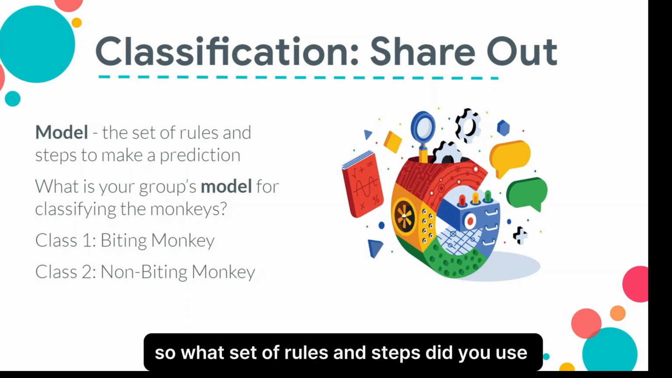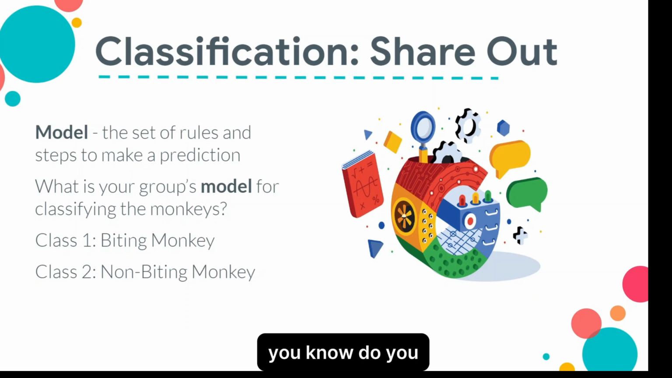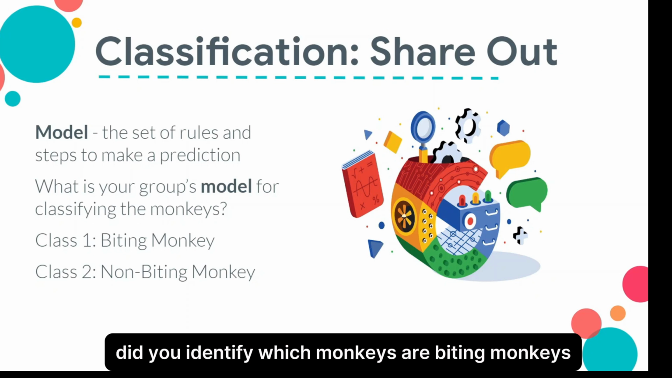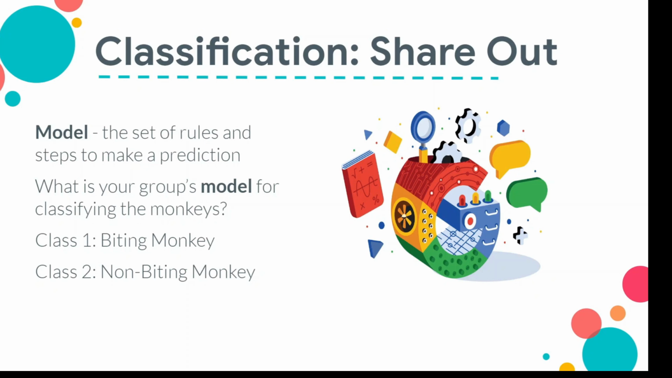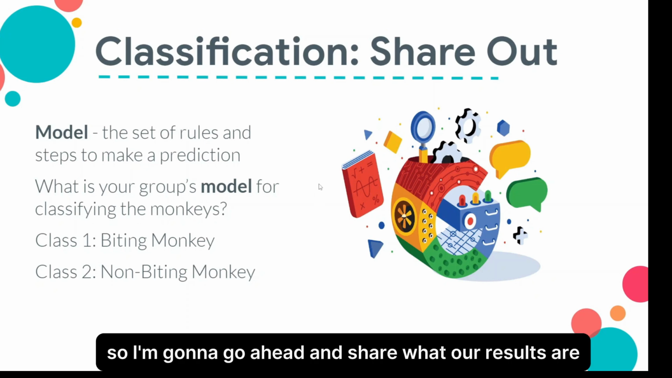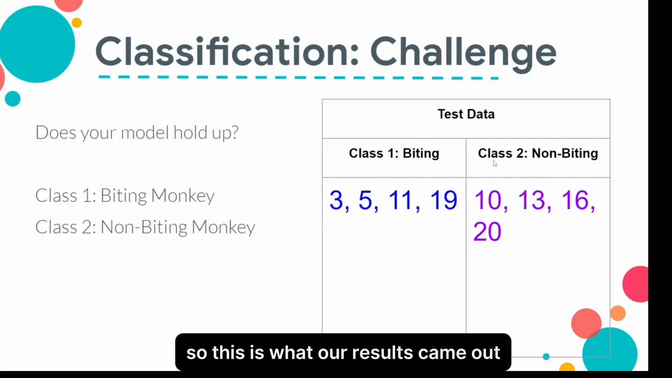So what set of rules and steps did you use to make your prediction of what the rules are? Did you identify which monkeys are biting monkeys and which monkeys are non-biting monkeys? I'm going to go ahead and share what our results are. This is what our results came out to be based on the model that we created.